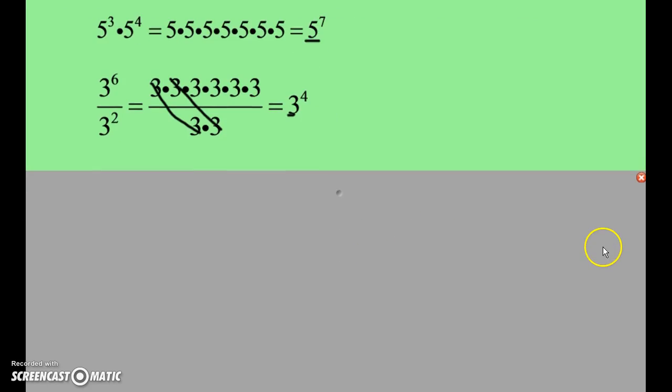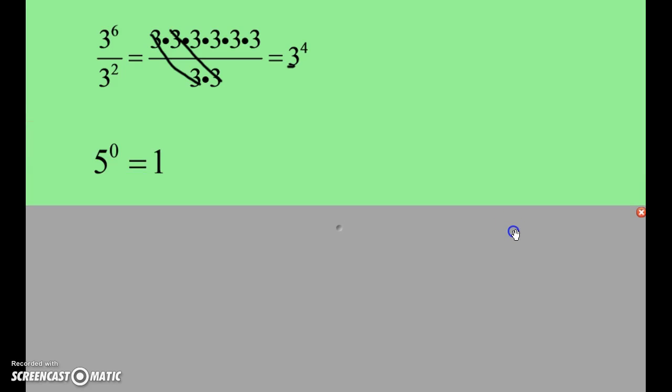The next property we have is our zero property. And this is just a really common rule. It says anything to the 0 power equals 1. And it all comes down to and is defined by this concept of dividing. We'll go through a little exploration of that in class tomorrow.